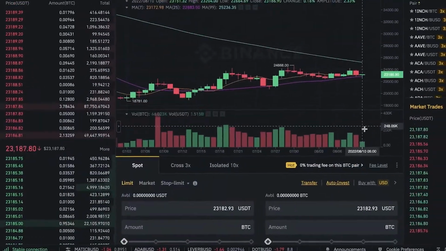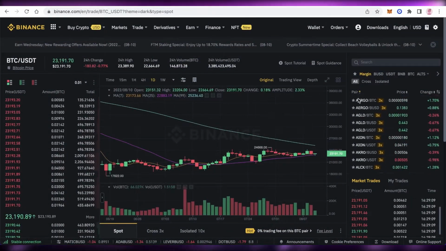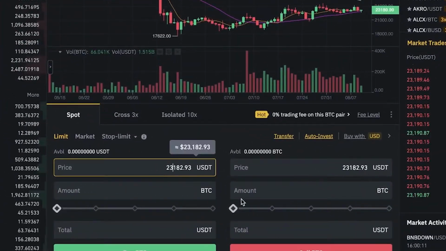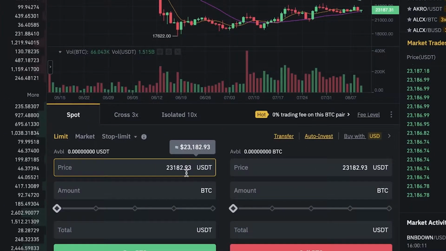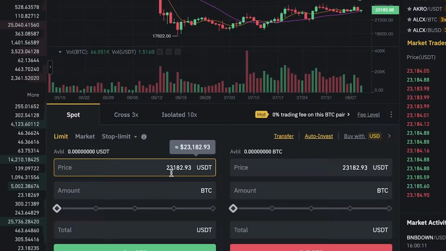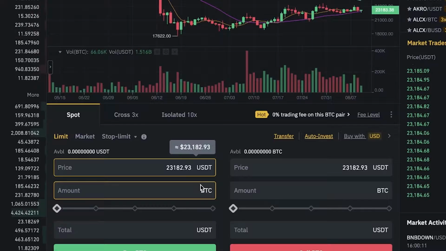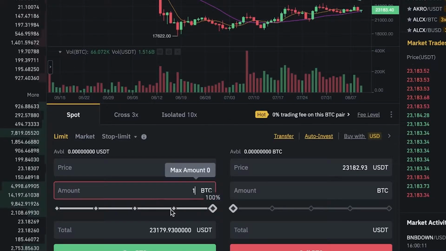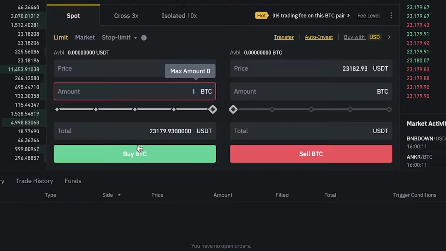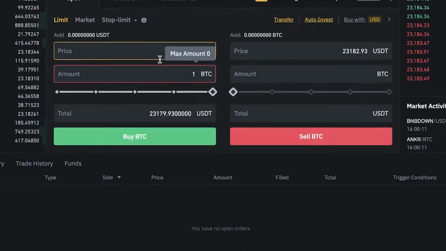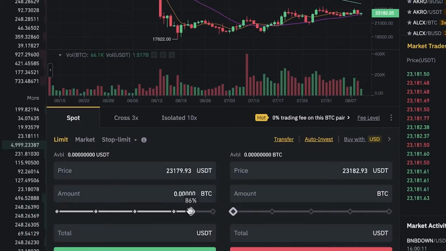Now, how can you purchase BTC from over here? Well, the simplest way is to scroll down over here, select spot trading, and select the price that you want to buy BTC at. So let's say the current price is 23182, and I want to buy it at 23179. And let's say the amount of BTC I want to buy is 1, and this is going to show me the total amount of USDT that would cost me, and then I would just click on buy BTC, and this would open up an open order in the marketplace. So in this way, whenever the price reaches that amount, I would get my BTC.